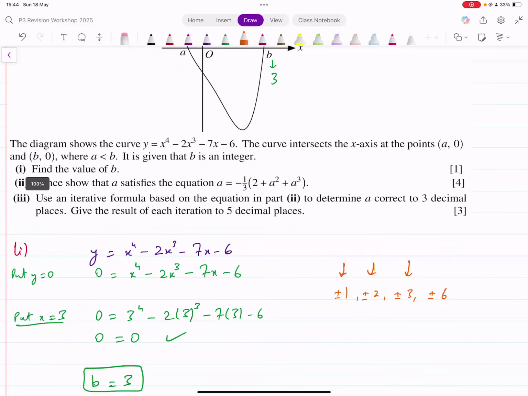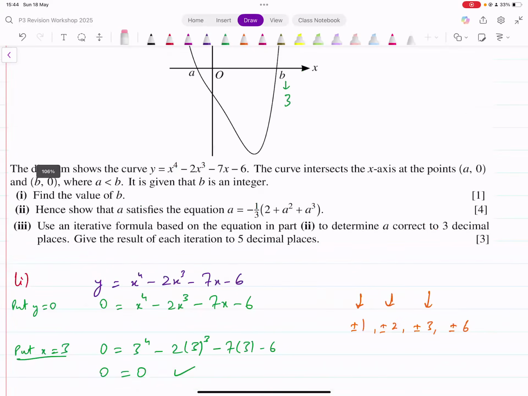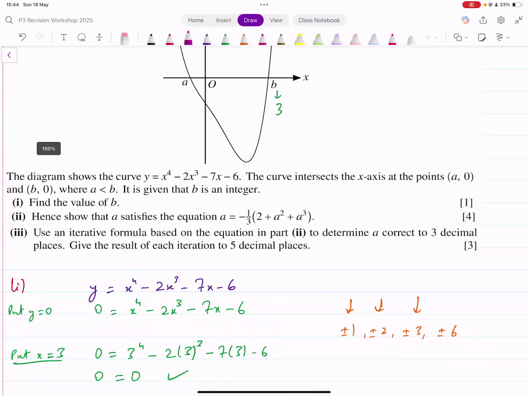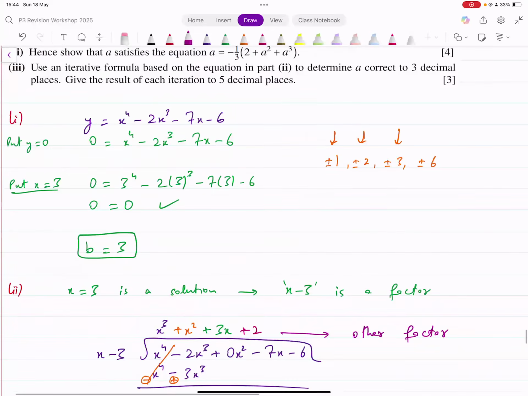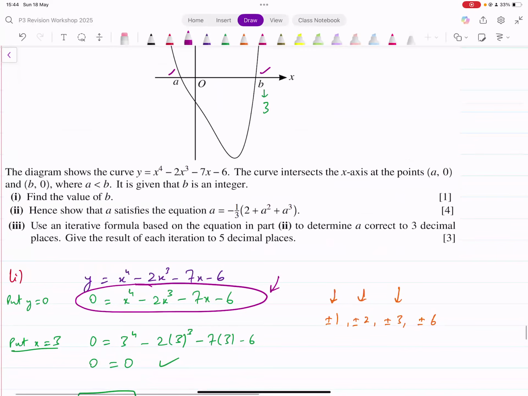Then, hence show that a satisfies this equation. Now this is important. a and b are the points of intersection, the x-intercepts of this function. Both of them are x-intercepts. How do you find x-intercepts? By putting y equal to 0. So that's what we do here. In this equation, we put y equal to 0, and that's the equation that we got in the first part. This equation, its solutions are going to be b and a.